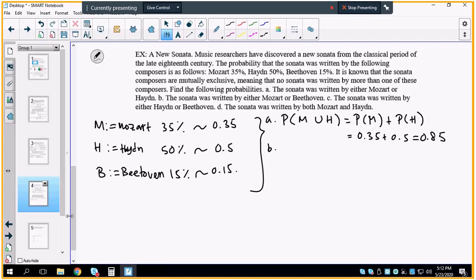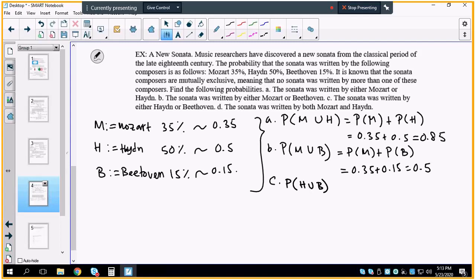Second one, what is the probability that the sonata is written by either Mozart or Beethoven? Probability of Mozart or Beethoven, and that should be equal to probability of Mozart plus probability of Beethoven, but no intersection again. So you get 0.35 plus 0.15, and that's 0.5 answer to the question. Third one, the sonata was written by either Haydn or Beethoven. So probability of Haydn or Beethoven. Again, remember there is no intersection. So probability of Haydn plus probability of Beethoven, and that's going to be 0.5 plus 0.15, so that's 0.65. Pretty simple.